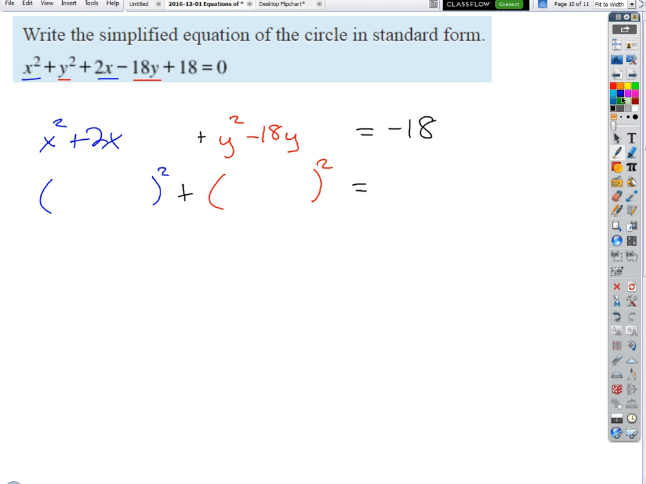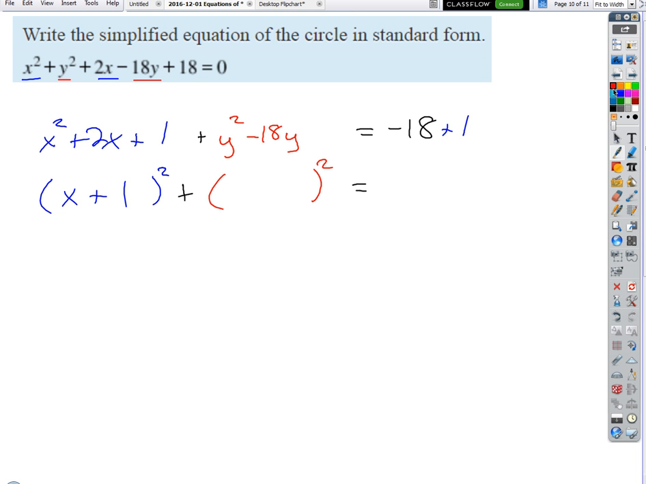So what am I going to end up with down here? What's my perfect square going to be? In other words, what's h? x plus 1. Good. So h is what then? Negative 1, right? Because it's x minus negative 1. So to get that, what did I have to add to both sides? 1. I had to add half of b, which is 1, squared.